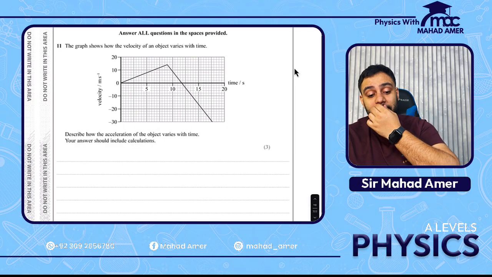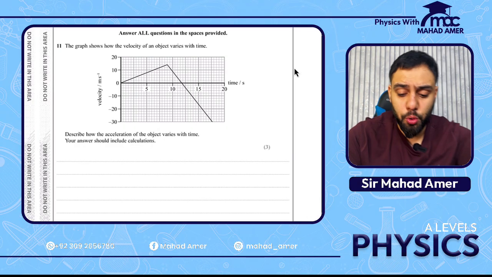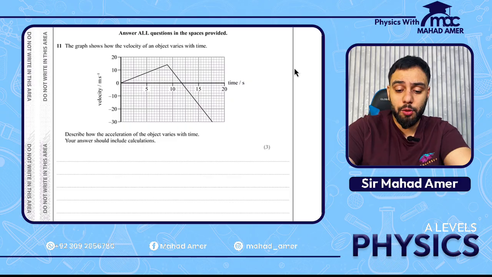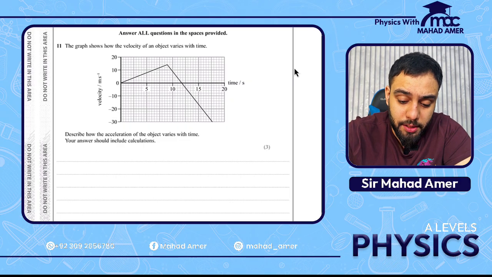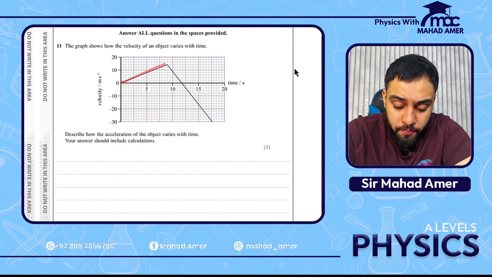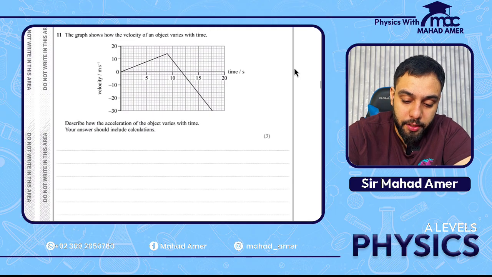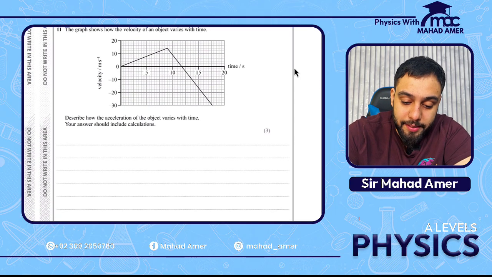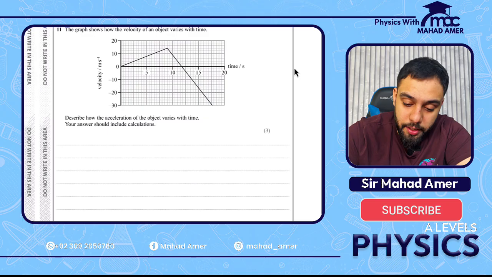Okay. Now it is saying that the graph shows how the velocity of an object varies with time. So this is how the velocity is varying with time. Describe how the acceleration of the object varies with time. Your answer should include calculations. Okay, acceleration is varying with time. All right, sir. Very good.